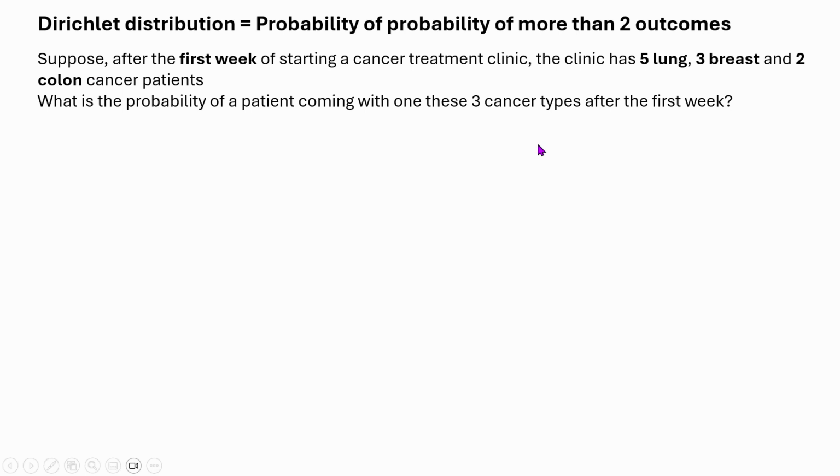The question is very simple. I'm pretty sure that this is your answer. You simply divide the number of patients of a particular cancer type, for example lung cancer, by the total number of patients, right? You do this for every cancer type, and then you get these answers.